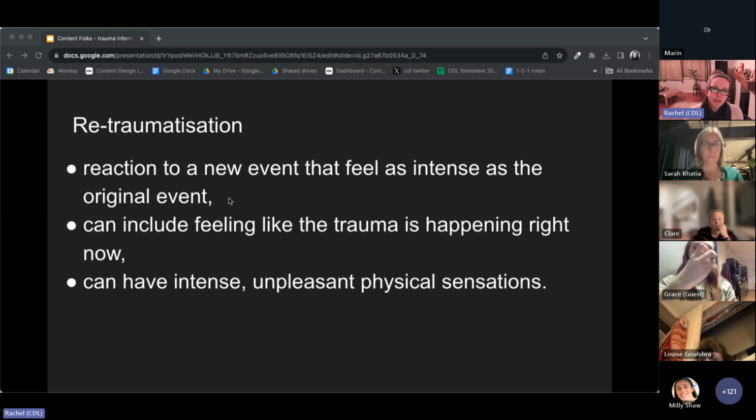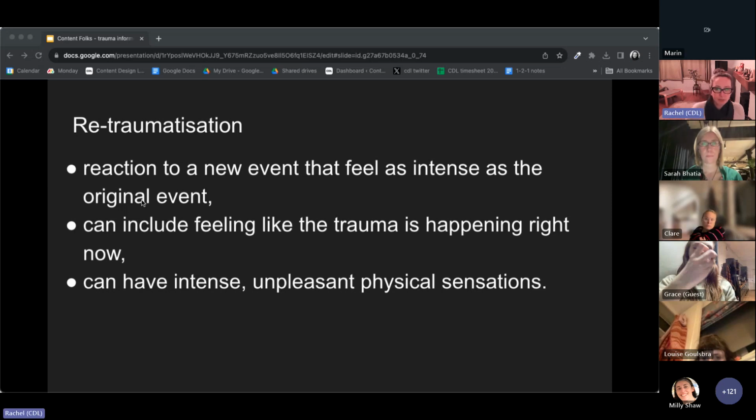And you might have heard of re-traumatization in the context of post-traumatic stress disorder, or PTSD. And PTSD is a mental health condition that can develop after experiencing traumatic events. It was first recognized in war veterans, where it was sometimes called shell shock. And for some people, the perception remains that it's only for soldiers, but a wide range of traumatic experiences can cause PTSD. Some people living with trauma will experience stress reactions to a new event that feel as intense as the original event. This can include feeling like the trauma is happening right now, as well as intense, unpleasant physical sensations. And that is what's known as re-traumatization.